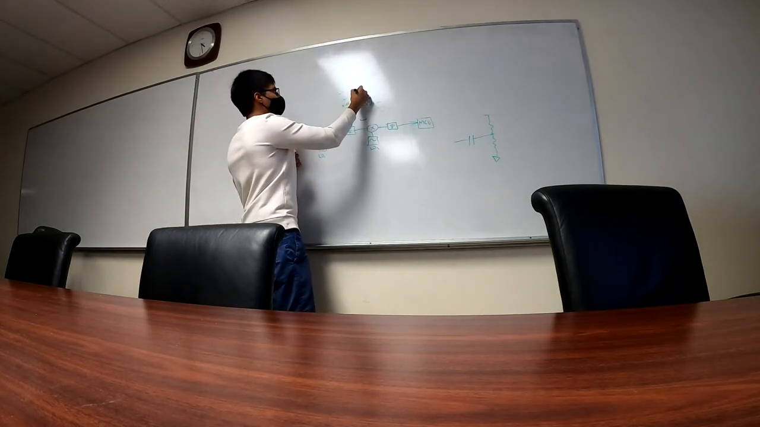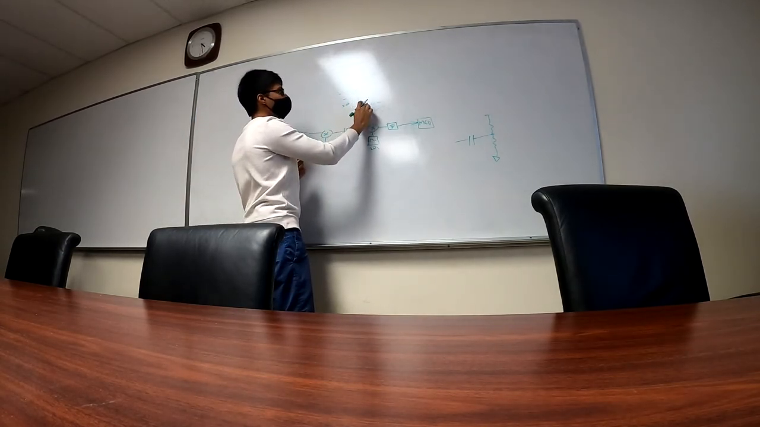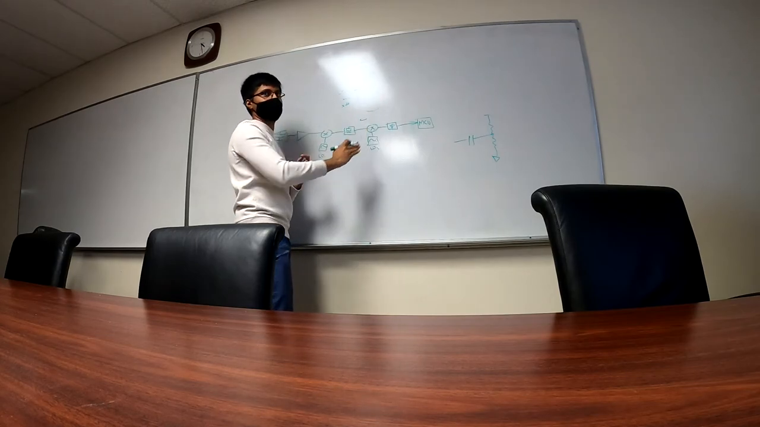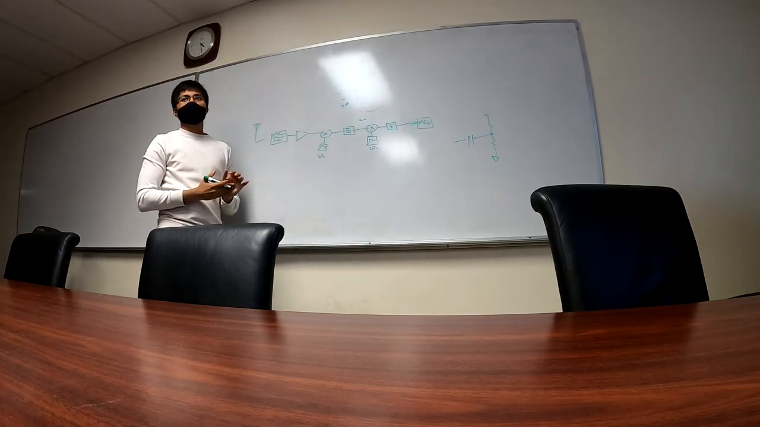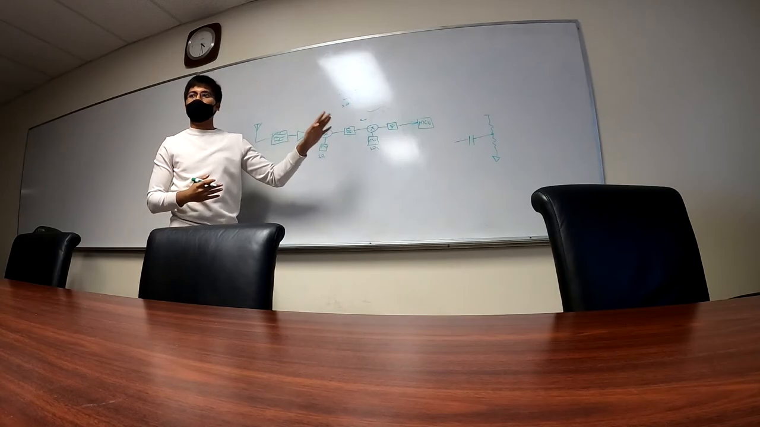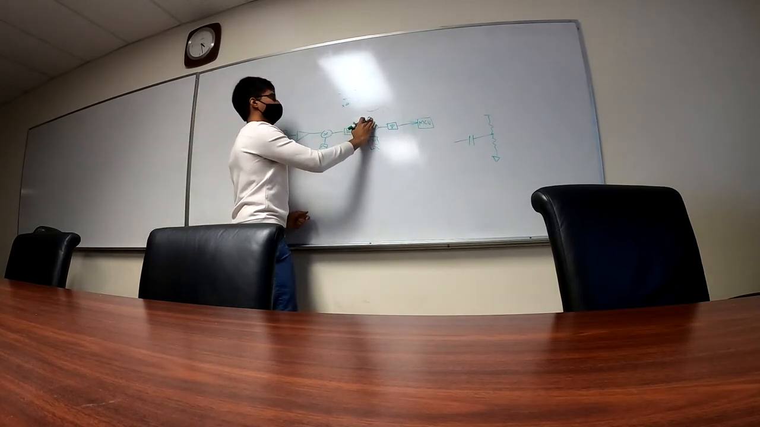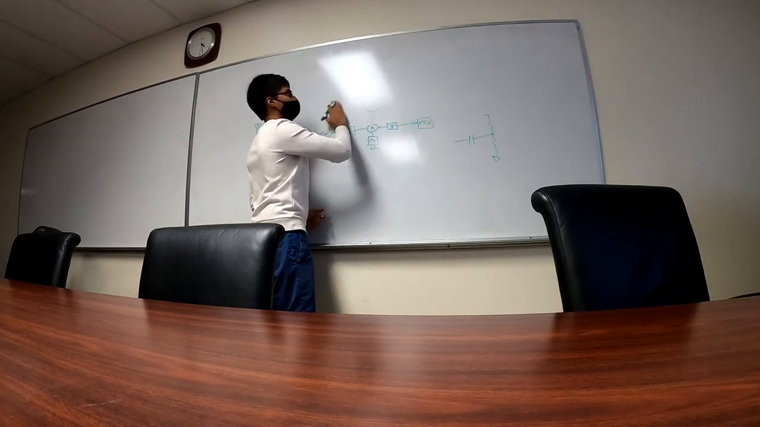The problem with a 50 ohm straight to ground is you don't really get this part of that. And so some of the protection is worse then, if that kind of helps clarify things.